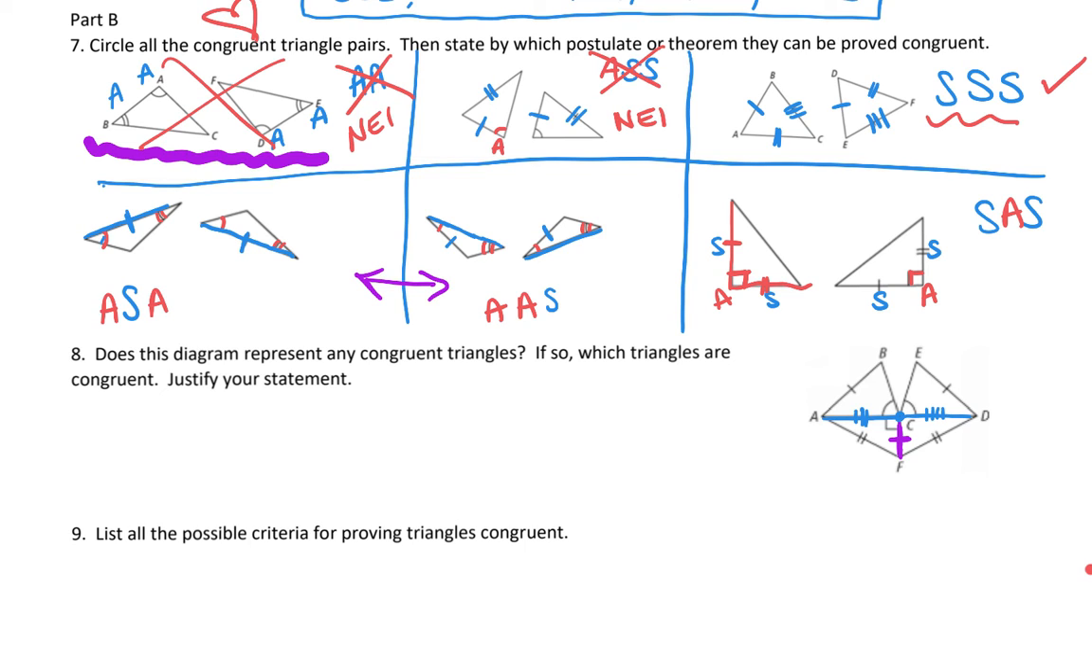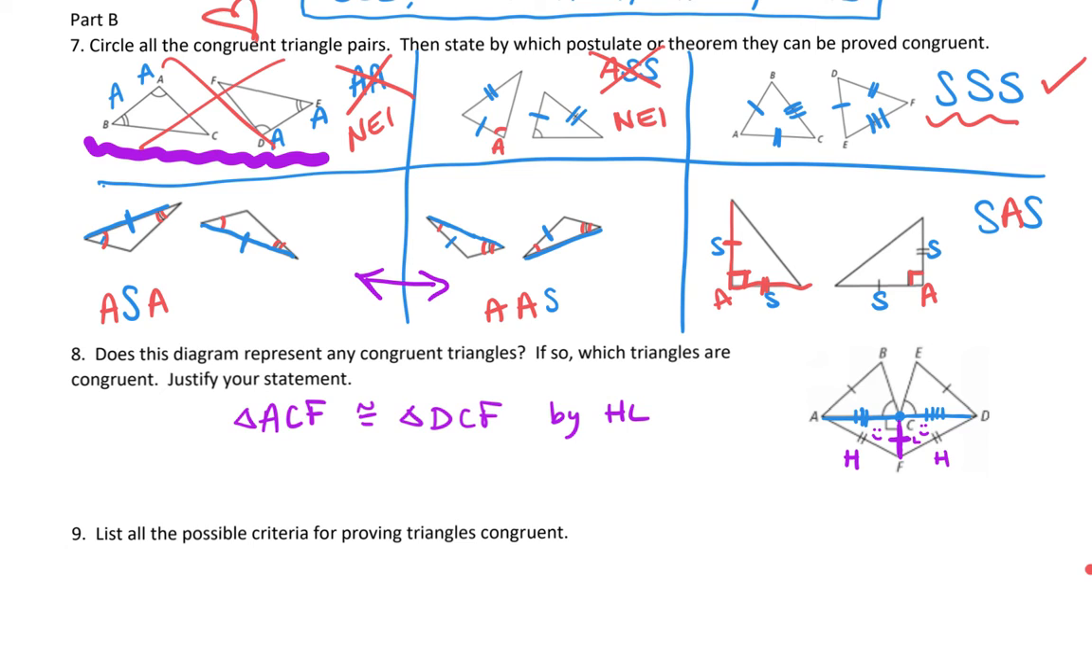Now, the first thing that jumps out at me is these two right triangles. They had matching hypotenuses, and then they had a congruent leg thanks to the reflexive property. So these two right triangles are congruent by HL. So triangle ACF, the right triangle on the left, is congruent to triangle DCF, and they were congruent by HL. That's the first thing that jumped out at me.